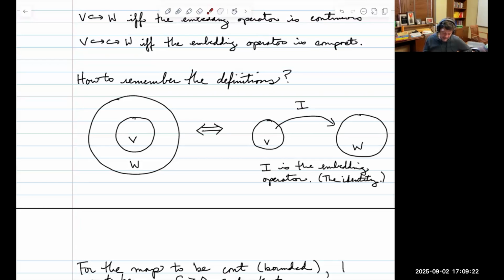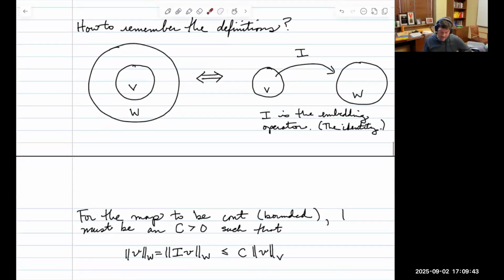So there's the identity. What does it mean? It means I'm going to take points from this set V and map them into W just by making them themselves. This is exactly what it means to be a subset. It gets mapped into W by just being itself. So really it's going right back to itself. I is the embedding operator, also called the identity operator.